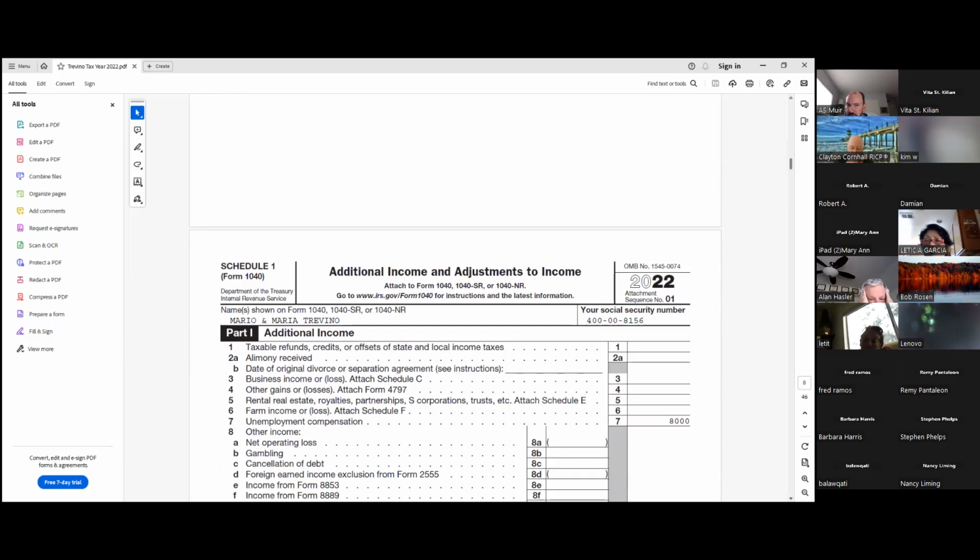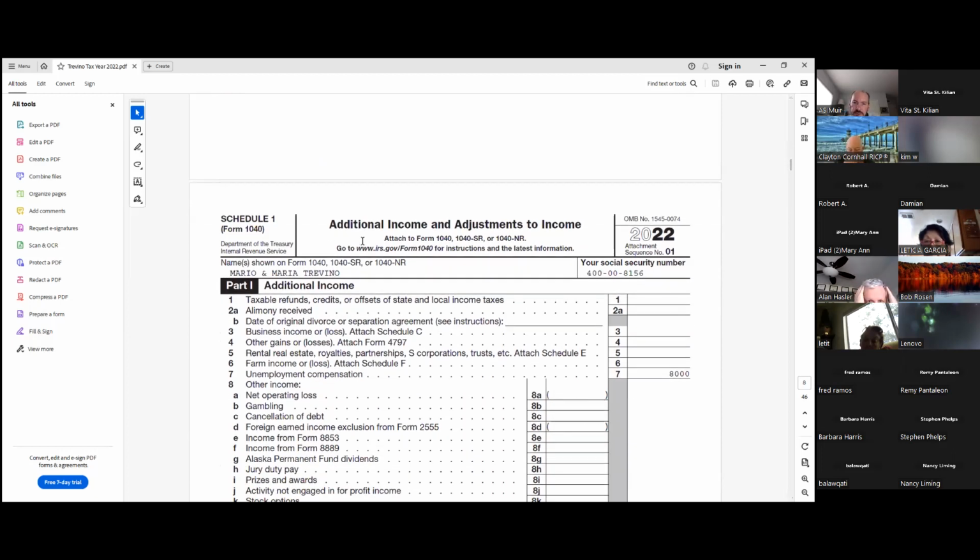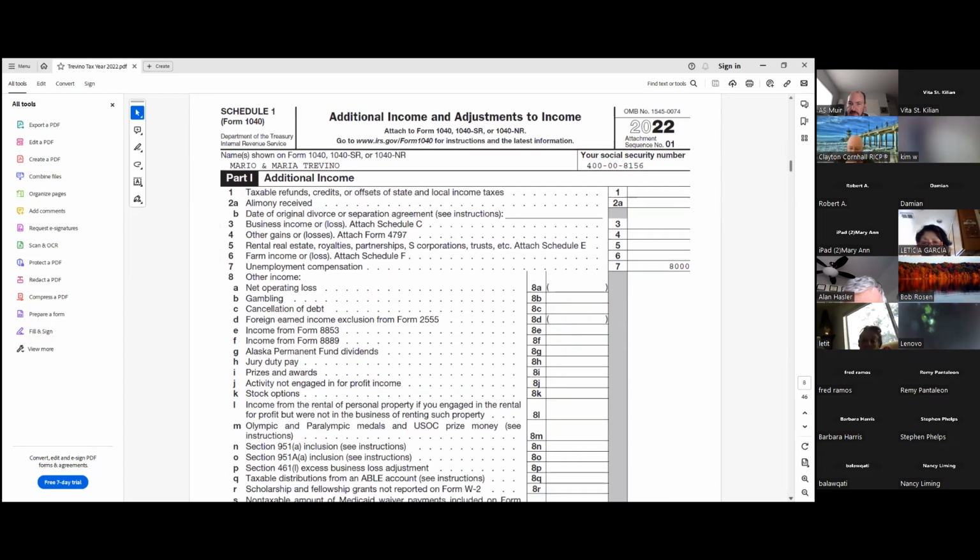And then Schedule 1 has the additional income on page 1 and the adjustments to income on page 2. And so on page 1, these are the additional income items. In this case, unemployment compensation. And in the VITA program, you're going to see gambling winnings. You may have cancellation of debt, which is generally a taxable item. You might have jury duty pay. You might have prizes and awards. So you might have other income items that'll be populated on Schedule 1, page 1.